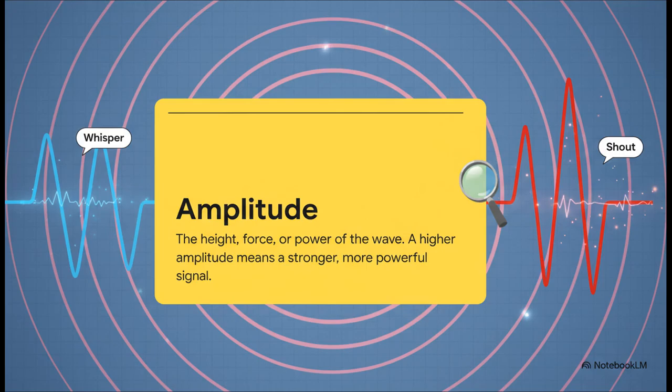And then there's amplitude. This one's easy. It's just the strength or the power of the signal. Think of it like the volume of your voice. A quiet whisper, that's low amplitude. A loud shout, that's high amplitude. In radio, it's the same thing. A higher amplitude means a stronger, more powerful signal.